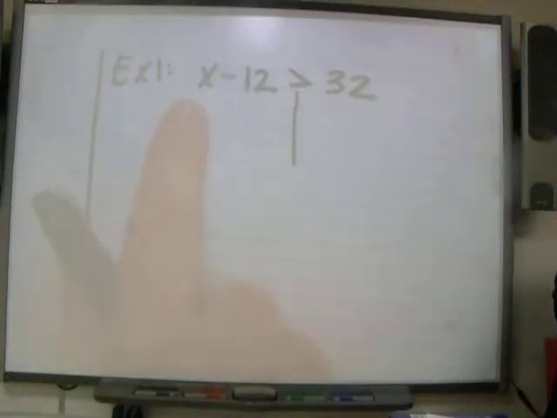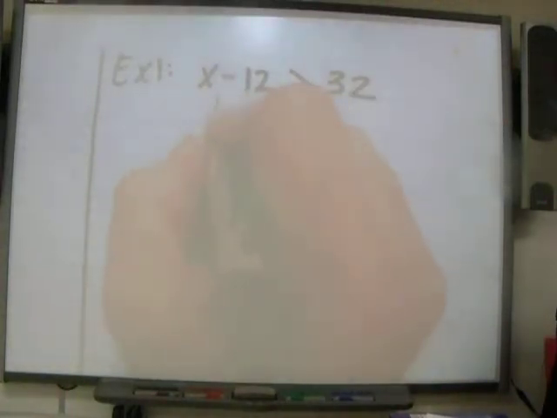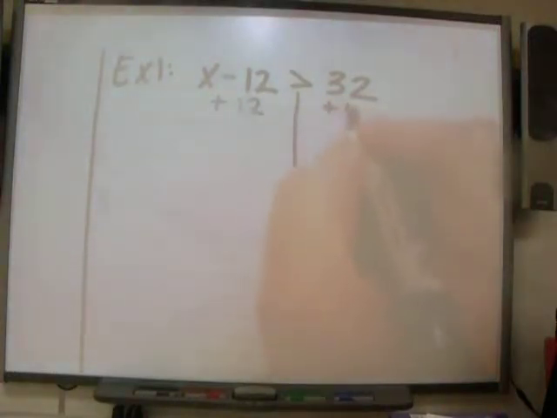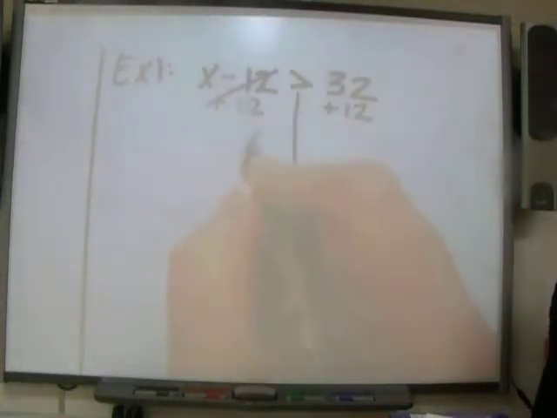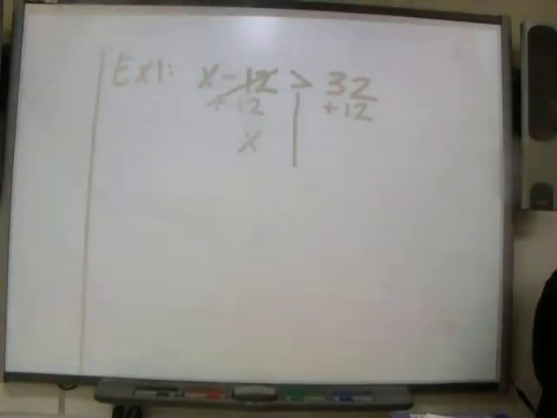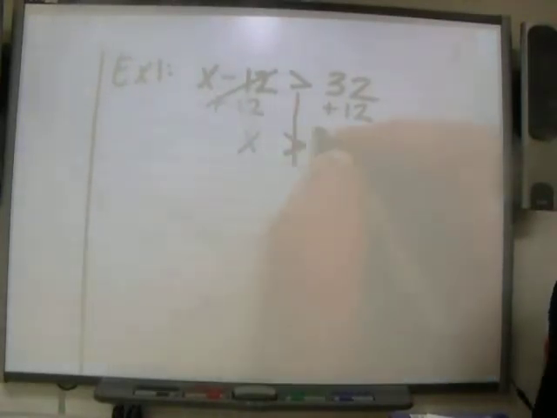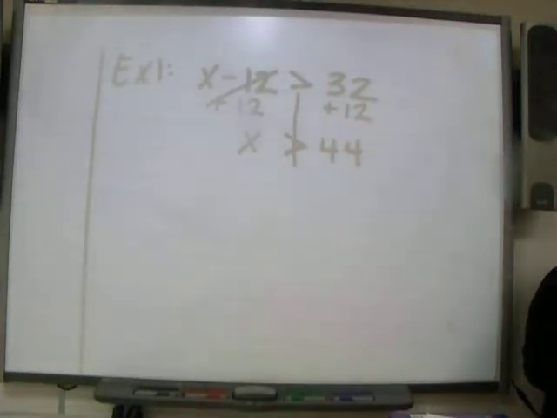So if to x we have subtracted 12, what's the opposite of subtract? Add. So we're going to add 12 to both sides. So we're still doing the same thing. What we do to one side, we do to the other. We do the opposite. So that cancels out and leaves x by itself. We're dropping the inequality symbol instead of an equal sign. That's the only difference. And this is going to be 44.